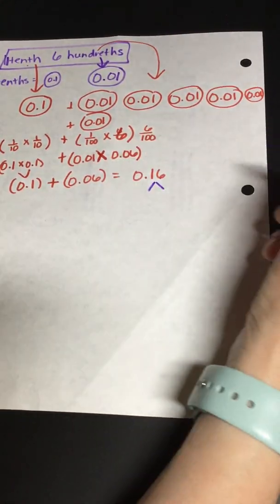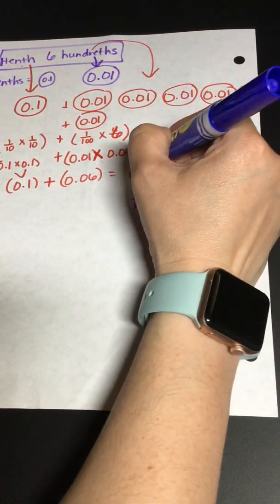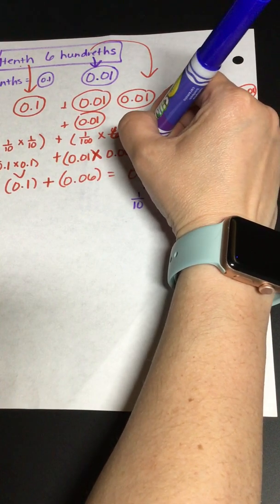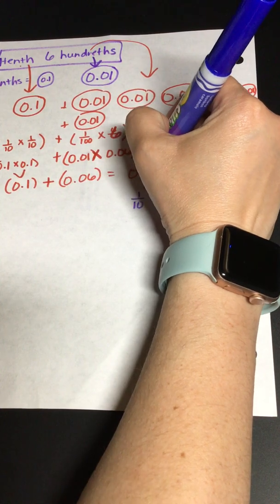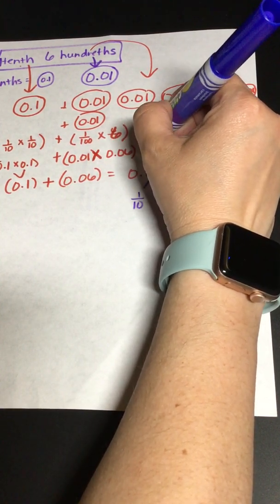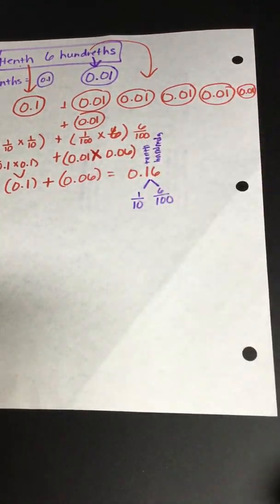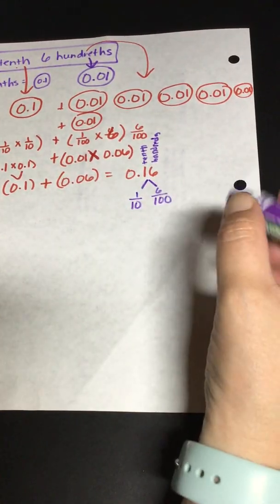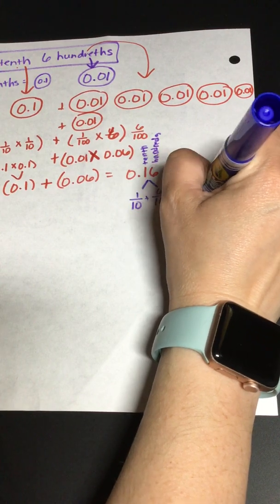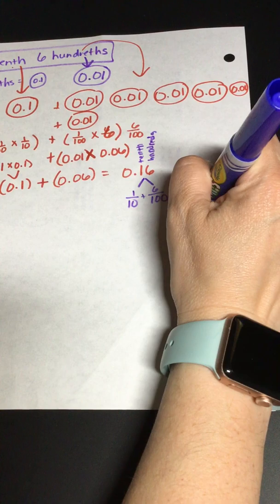But if I broke that down, because we are going to do that number bond, I have 1/10, because remember this is my tenths place value, and this one is my hundredths. So this would have to be 6/100, and 1/10 plus 6/100 is 16 hundredths, or 0.16.